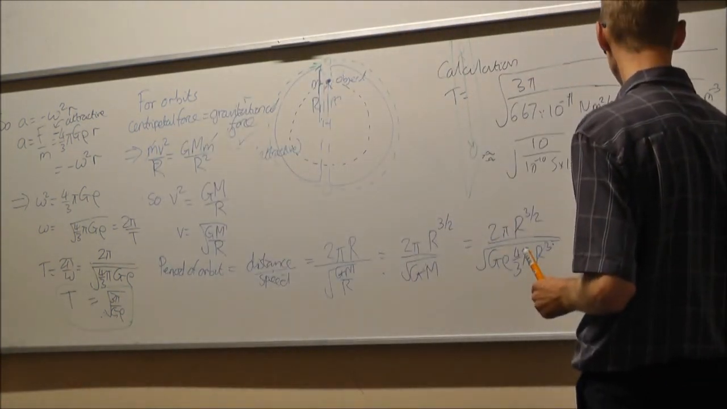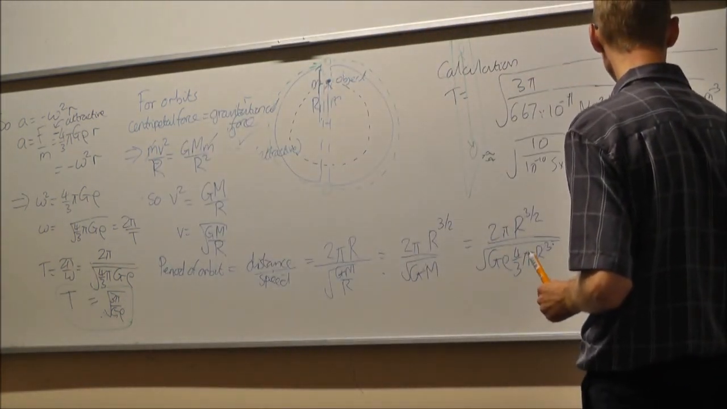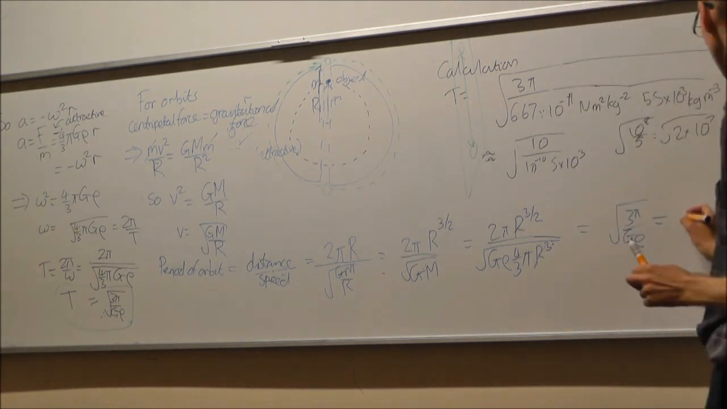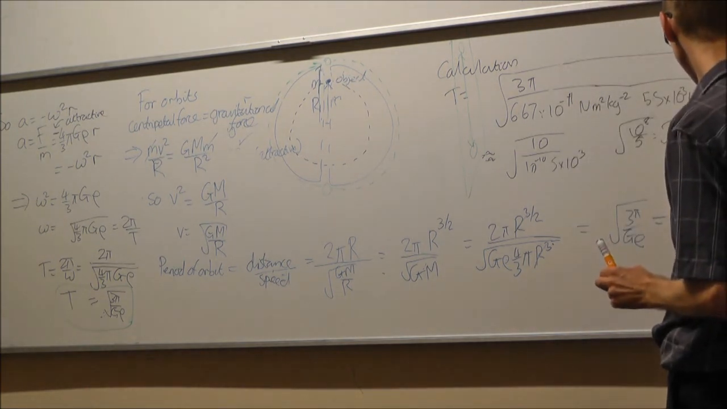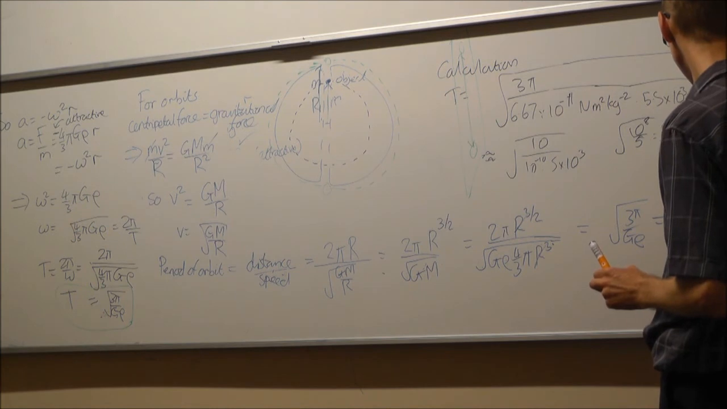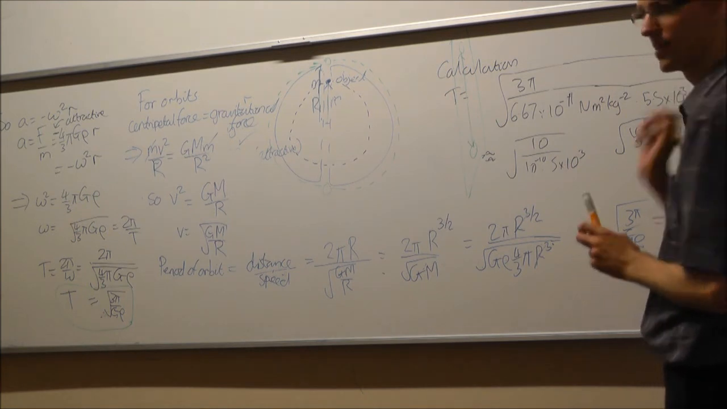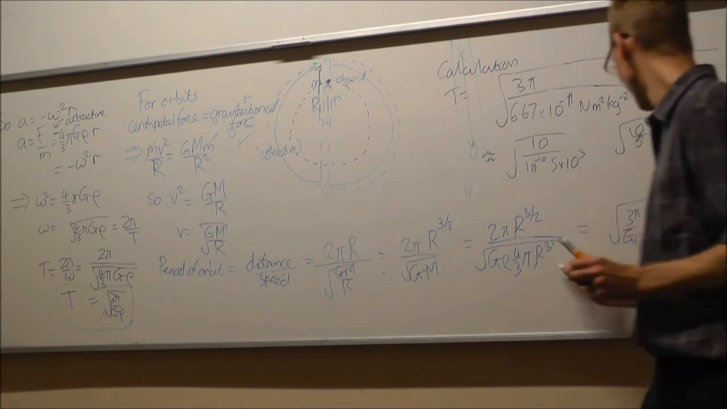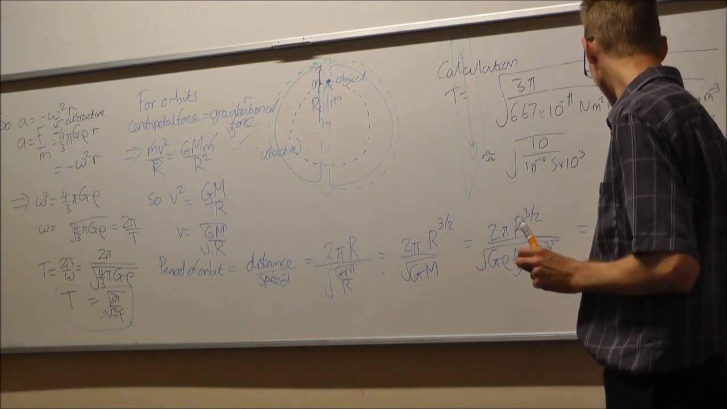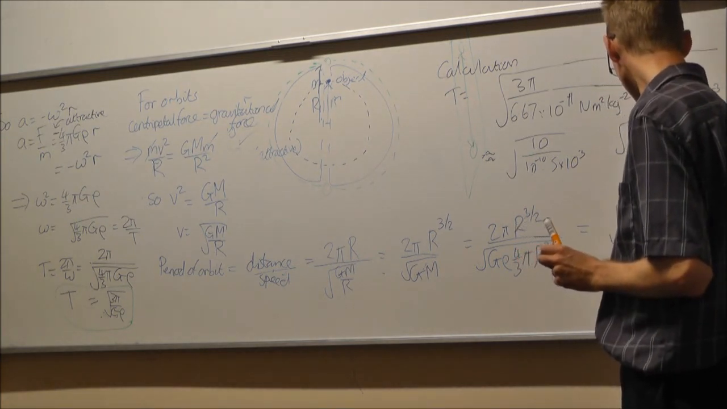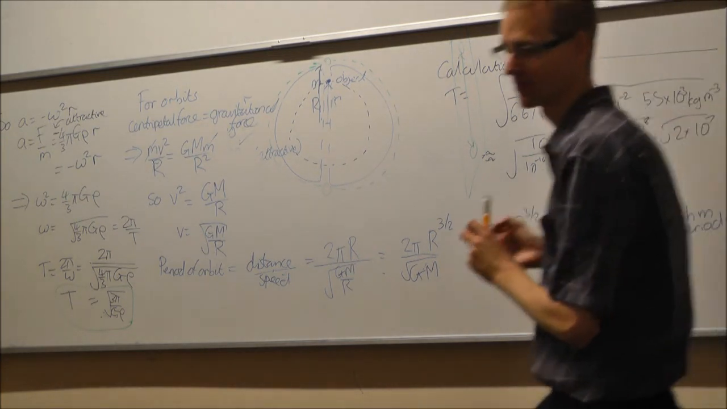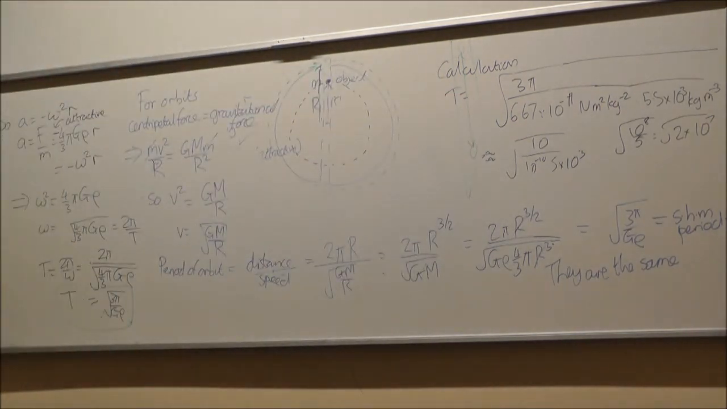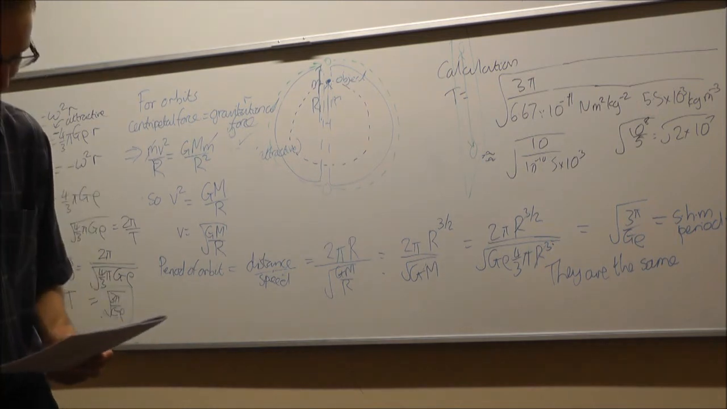root 3 pi over G rho equals the SHM period. So, they are the same. There we go. Who would have thought it? I started to get a bit worried with some of those r exponents, but it came out in the end. Yep. Work through it, yeah.